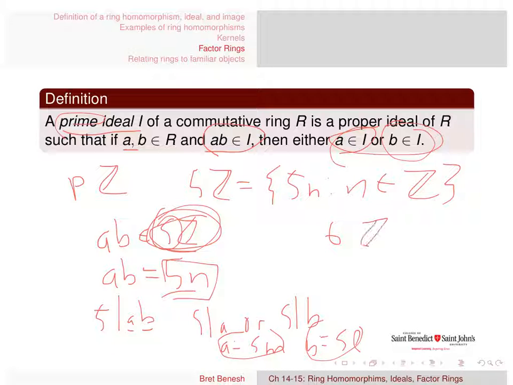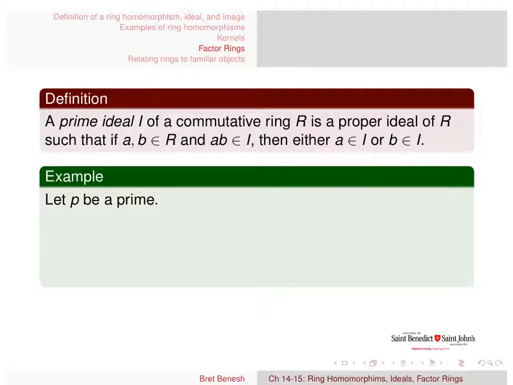If you look at 6Z, it doesn't work out. For instance, 2 times 3 is in 6Z, but 2 is not in 6Z because it's not a multiple of 6, and 3 is not because it's not a multiple of 6. But when you combine them, you can get a composite number. But that's not true with primes, so that's why we're calling them prime ideals.